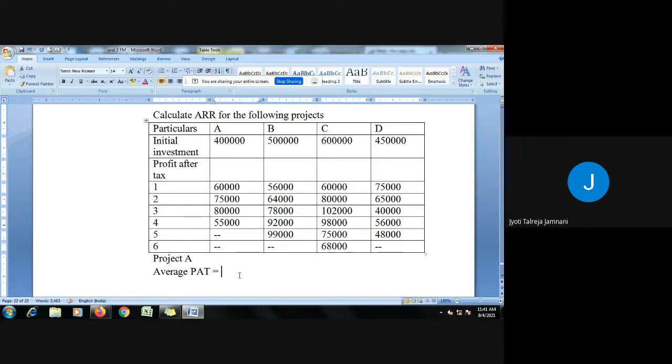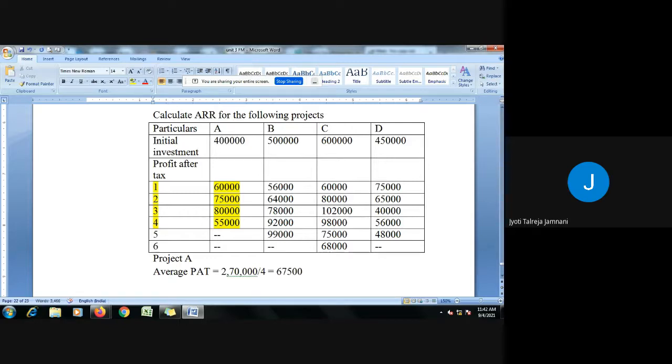So here, 2,70,000 is the total, divided by, now see the project is only for 4 years. So we are going to take the life as only 4 years, because in the sixth and seventh year there are no cash flows. That means project A is there only for 4 years. So divided by 4, you'll get the average profit after tax as 67,500.